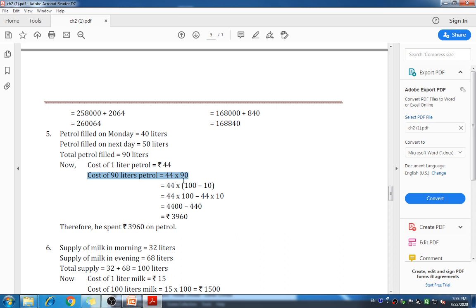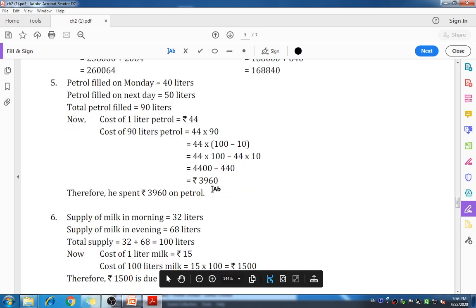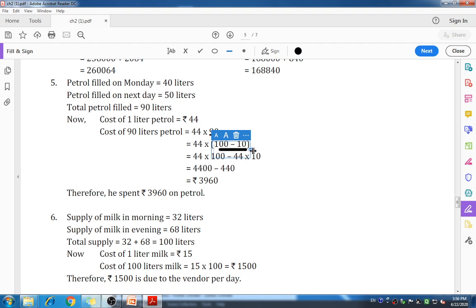Okay. Instead of 90, I can write 100 minus 10. Look here. By the distributive property I can write 44 into 100 minus 44 into 10. So I get 4400 minus 440 rupees. So my final answer is rupees 3960. Okay, you can also solve it another way, that is 44 into 90. So you will get the answer.